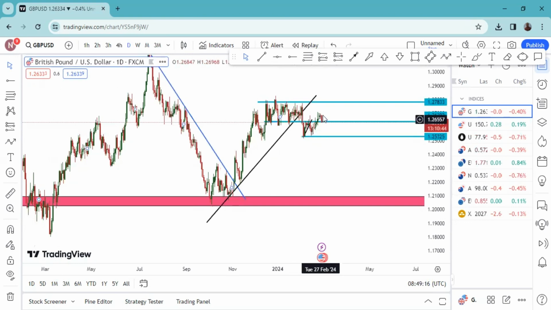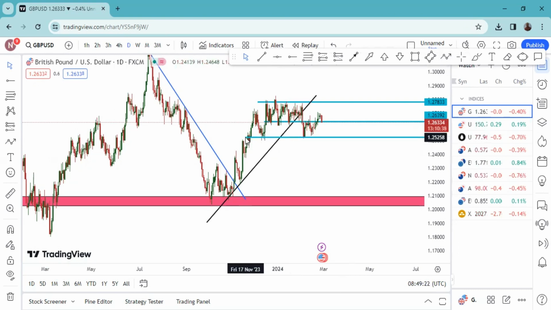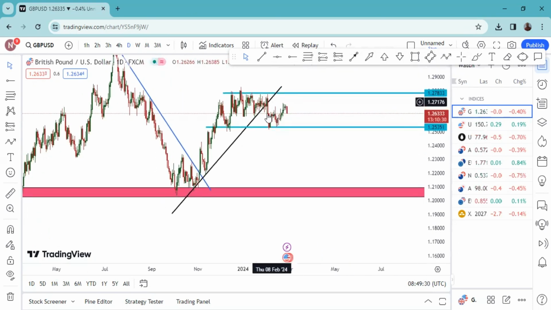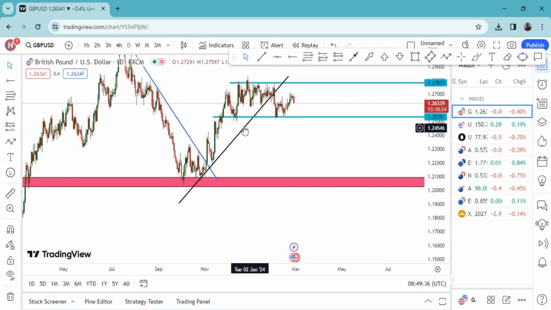So what I'm expecting next on this pair, you can see there is a level here. So I don't need this line again. Here I cannot take any trade inside because of how you can see the market ranging. So I will wait, and on this pair you can see there is a level here, here, and here.